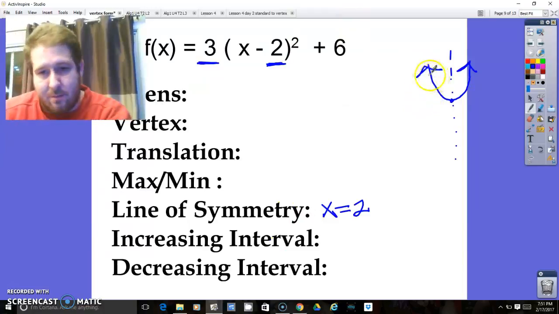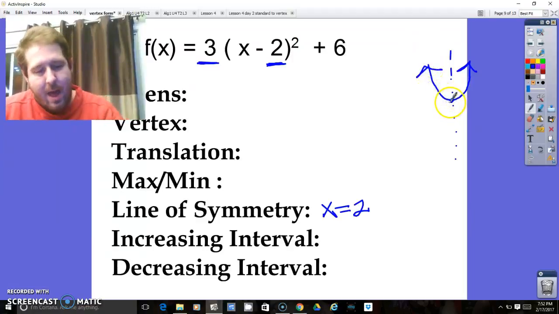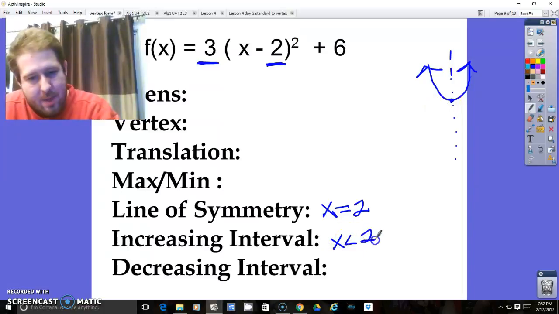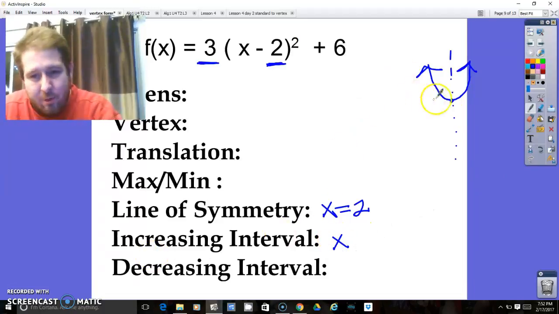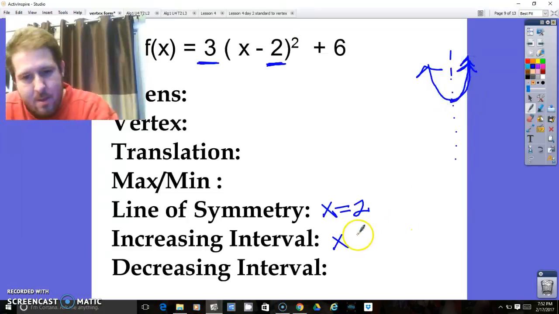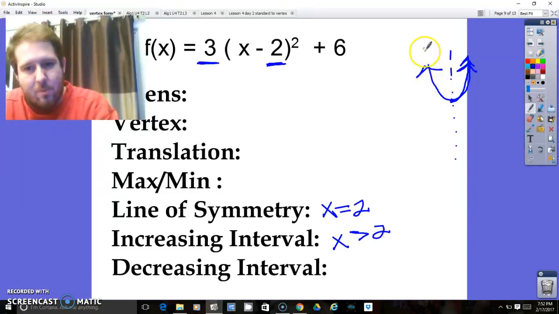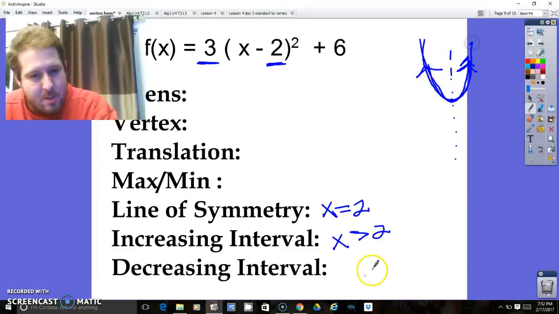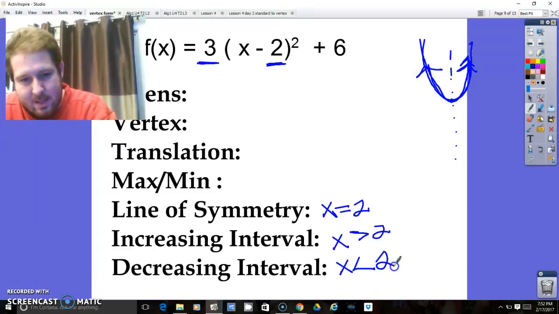Increasing interval and decreasing interval. Think of a function moving from left to right. So it goes this way. So it's decreasing when x is less than 2. And then, oh wait, did I do that backwards? I'm sorry. Hold on, let me go back. I did that backwards. So it's increasing when x is greater than 2 because you can see right here it's going up. And it was decreasing in the beginning. So it went down and back up. So it's decreasing when x is less than 2.